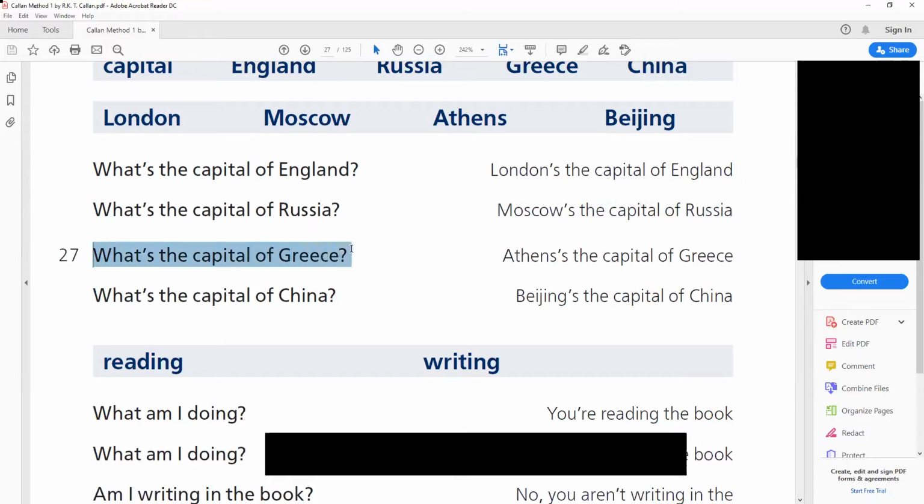Moscow, the capital of Russia. What's the capital of Greece? What's the capital of Greece, Carlos? Athens, the capital of Greece. Athens. Recuerden, Athens y la T con la lengua al frente de los dientes.